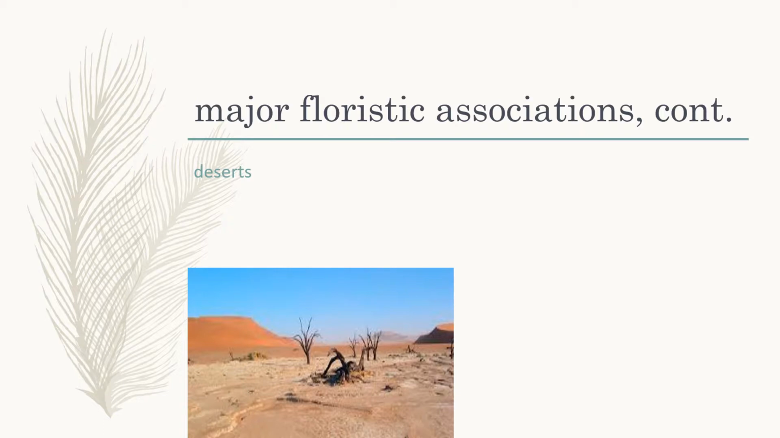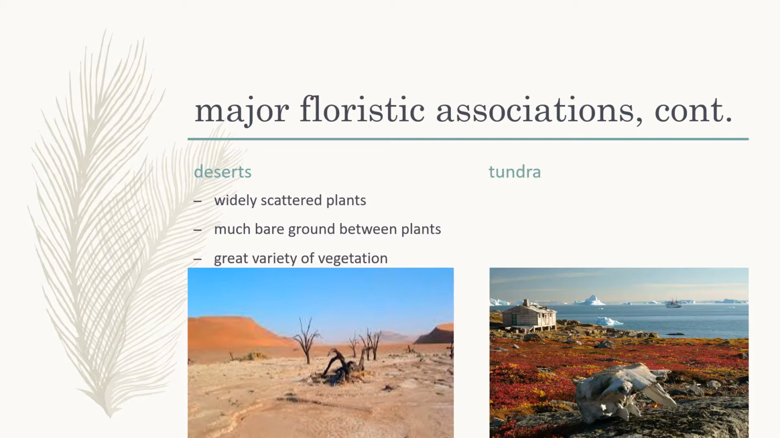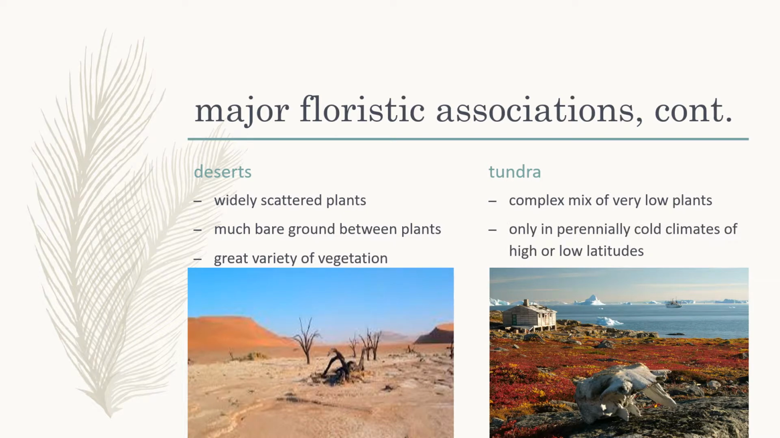Deserts are often barren lands with plants widely scattered throughout. Despite this wide scattering, they do have a great variety of the plants that do grow there. A tundra is like a desert but in a colder climate. It has a complex mix of very low-growing plants. They are often in high altitudes, hence the colder climate.